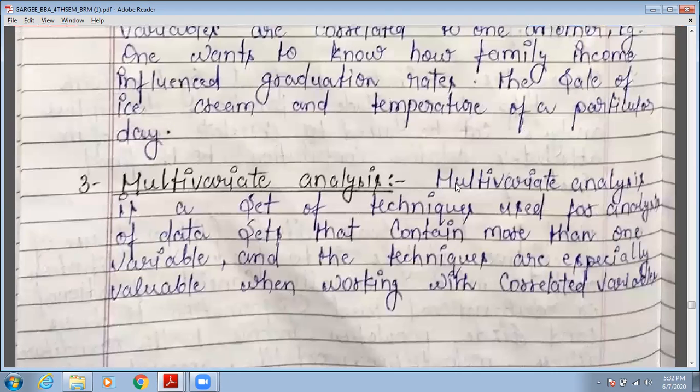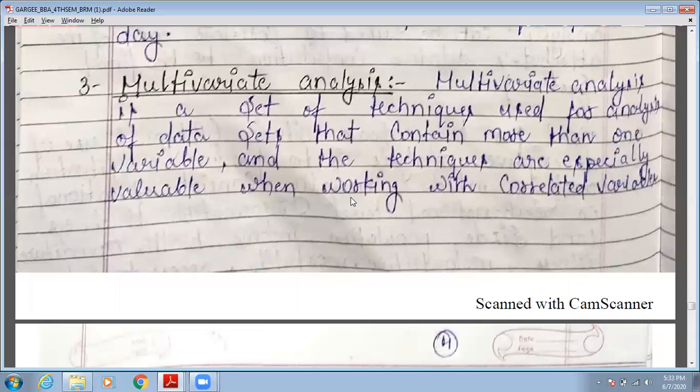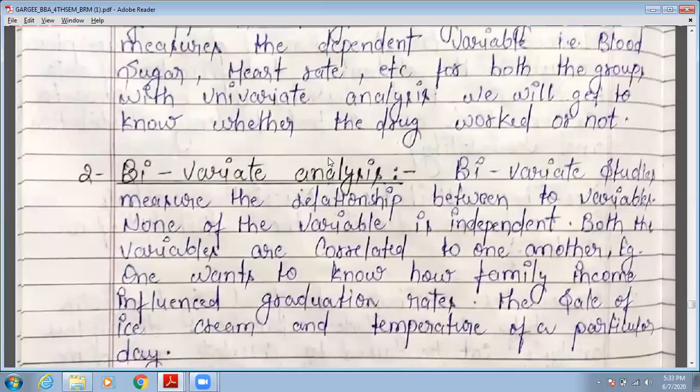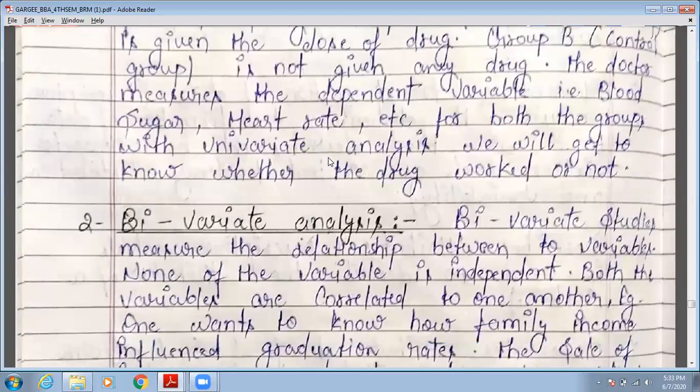The next is multivariate analysis. Multivariate analysis is the set of techniques used for analysis of data sets that contain more than one variable, and the techniques are especially valuable when working with correlated variables. You will use this kind of analysis when you have more than two variables, a large number of variables. So these three kinds of techniques are there in descriptive analysis.